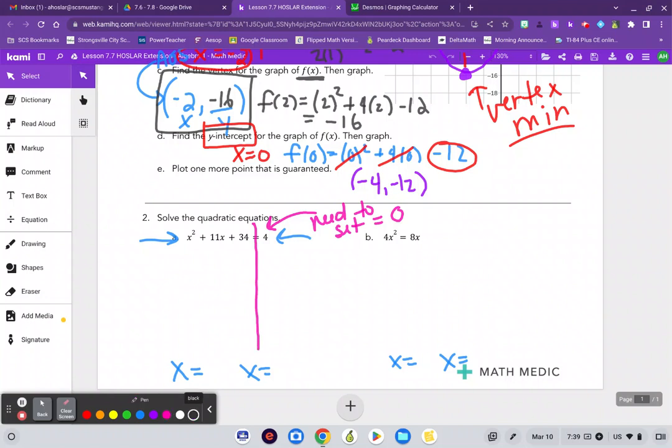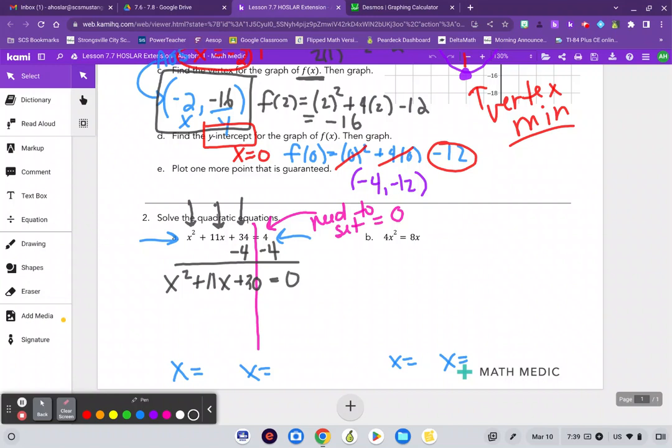And so in order to get this set equal to 0, I would have to subtract 4 on both sides. Now it matters where I put that 4. That 4 will not be combined with x squared. The 4 will not be combined with 11x. But it can be combined with the 34. So I'm going to line those up. When I do that, I get x squared plus 11x plus 30 is equal to 0.